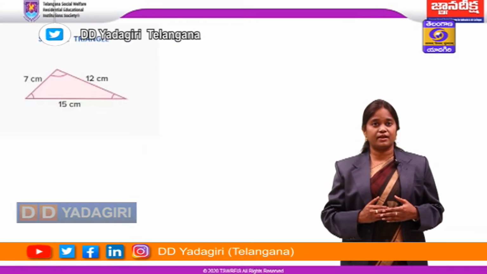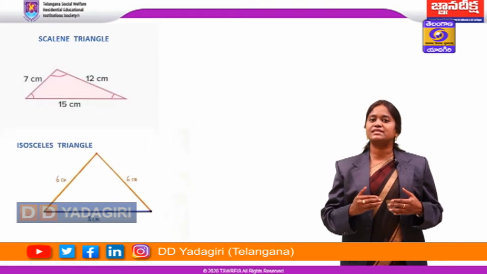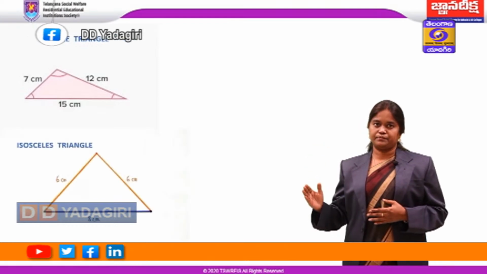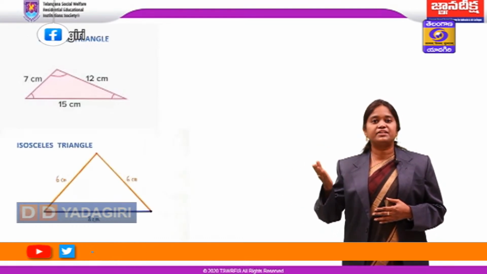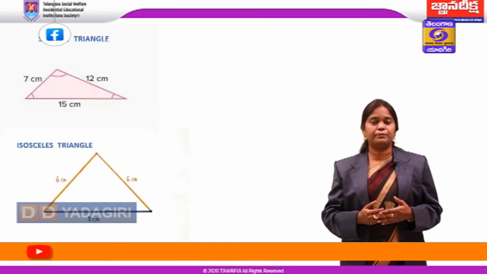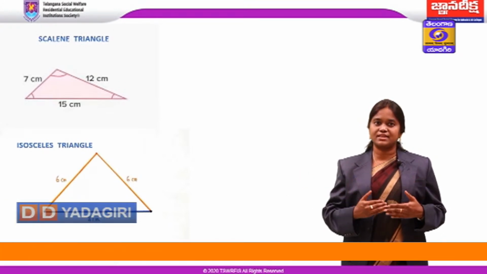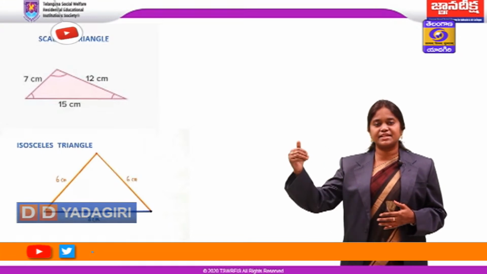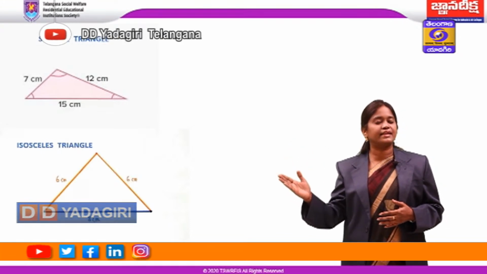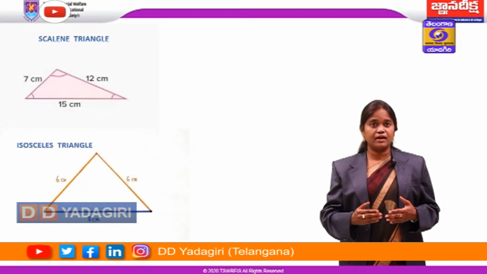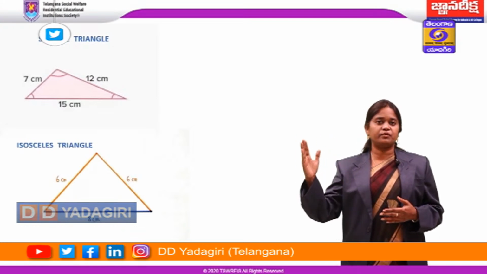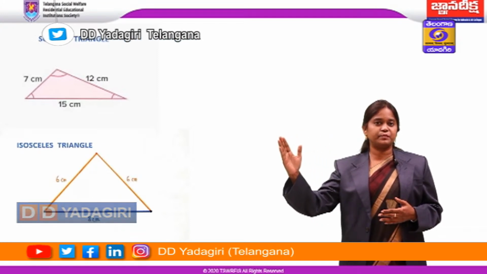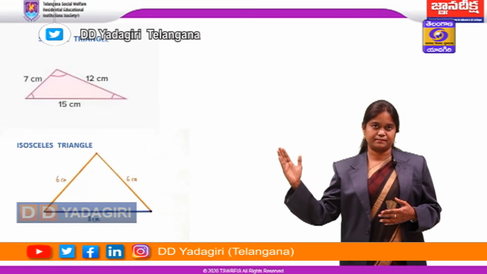In an isosceles triangle, 2 of the 3 sides have equal length and the 3rd side has a different length. For example, a triangle with sides, say, 6 cm, 6 cm and 8 cm. Here, 2 sides have equal length, isn't it? 6 cm and 6 cm.